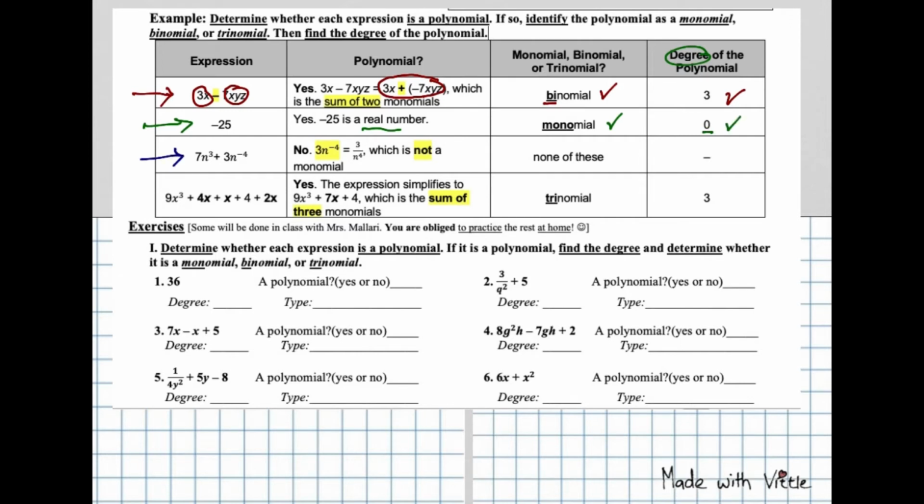Next is 7n cubed plus 3n to the negative 4. It is not considered a polynomial. Why? Because it has a negative power or negative degree.